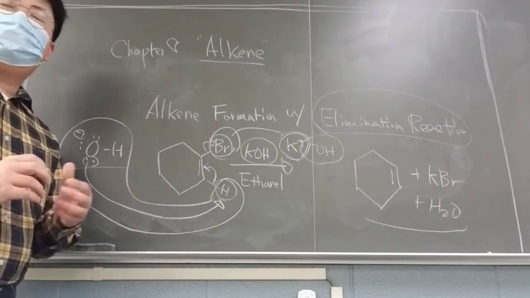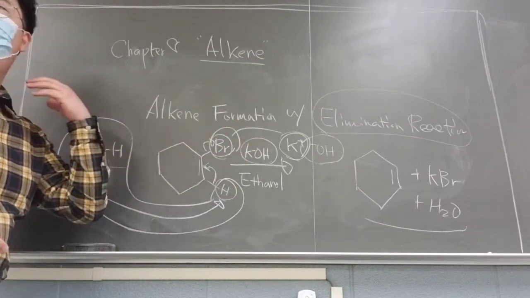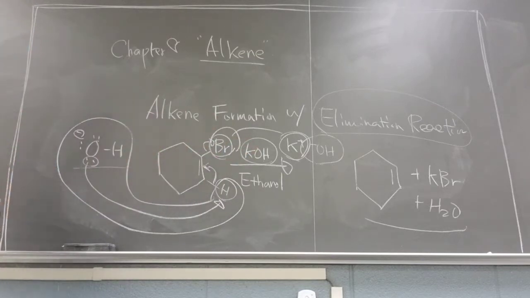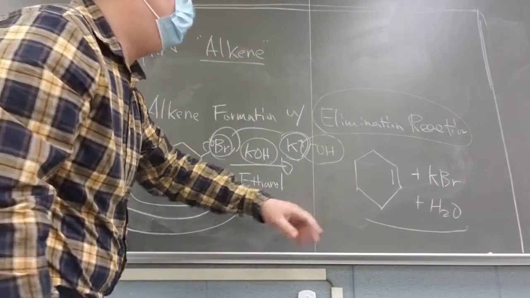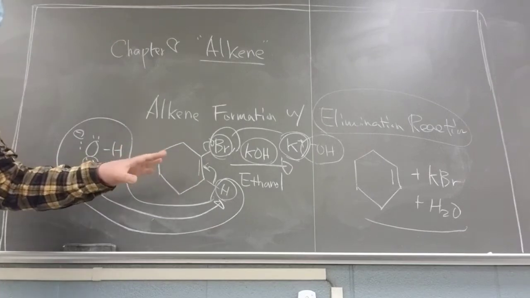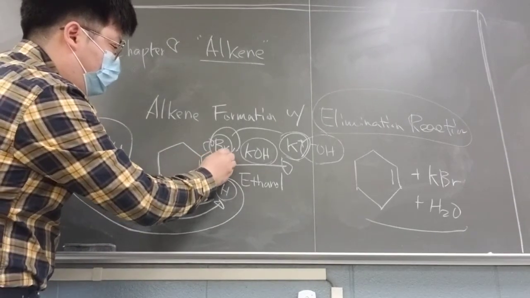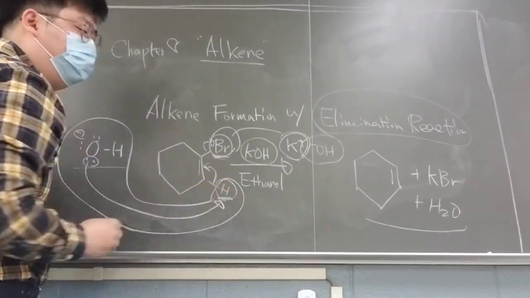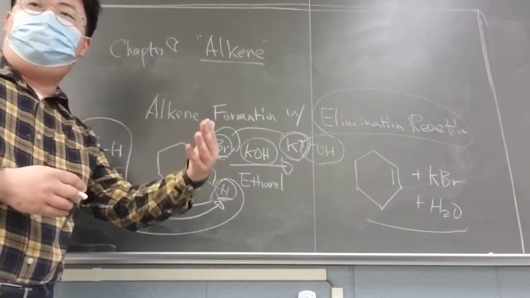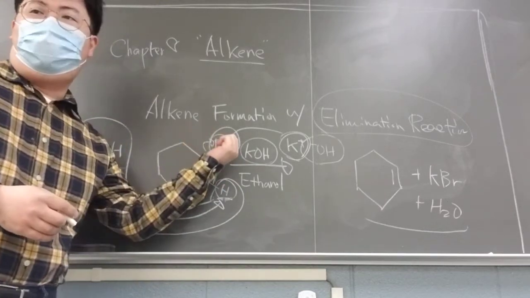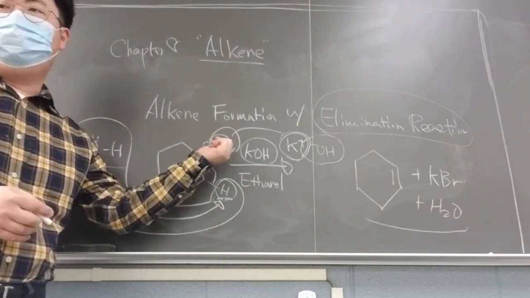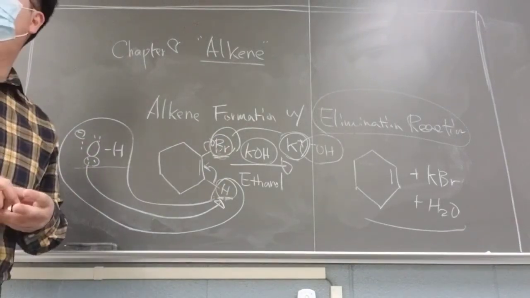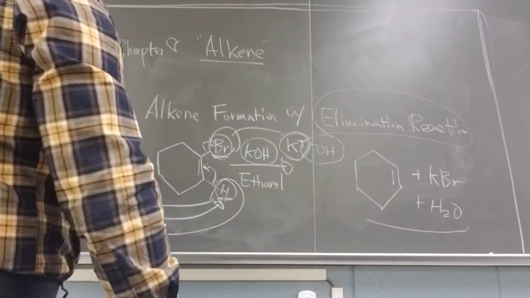Does it make sense? You don't have to know all the mechanism. It will not be on the exam. You just need to know what might be the outcome. What happened here is we eliminated these two, the halogen and the hydrogen. So we call this dehydrohalogenation: dehydro meaning hydrogen, and halogenation meaning the halogen. Makes sense, right? All right.